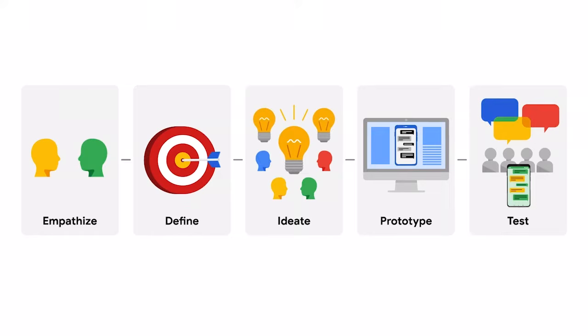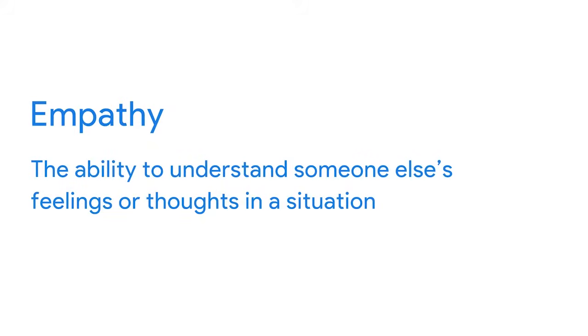As you might remember, the first phase in the design process is to empathize. Empathy is the ability to understand someone else's feelings or thoughts in a situation. You'll conduct research and meet with real users in order to understand their goals, their motivations, their pain points, and the causes of their pain points. Deeply understanding users' needs helps you create well-researched personas that'll lay the groundwork for your product design.